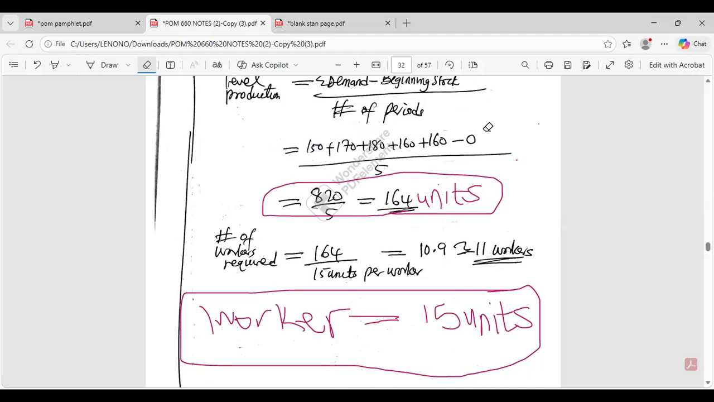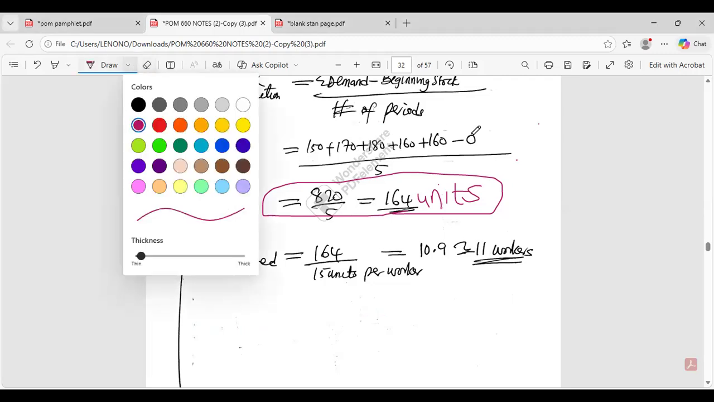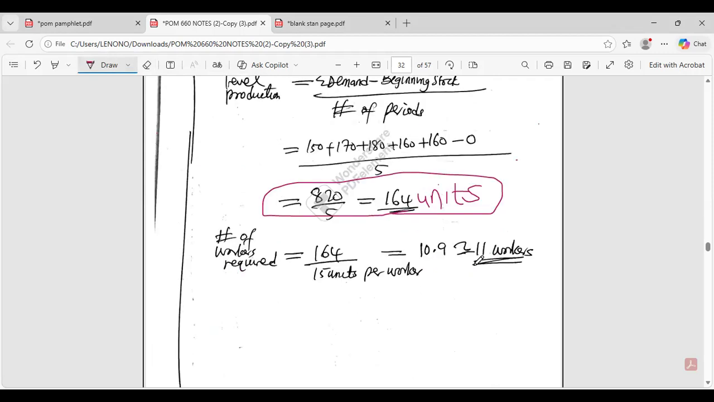Where those 164 are coming from. You know where 164 is coming from? Yes, I know. So this 164 is coming from the summation of demand minus beginning stock divided by number of periods. Now, to find the labor workforce, you say 164 divided by 15, and you are getting 10.9, which is approximately 11.